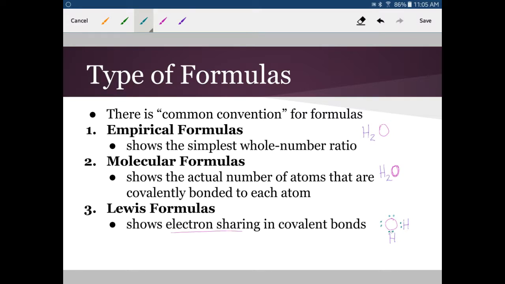So the way that this Lewis diagram is drawn looks like this. We have 8 total electrons in it, 2 bonding pairs, and 2 lone pairs. Okay, so we have a Lewis formula.